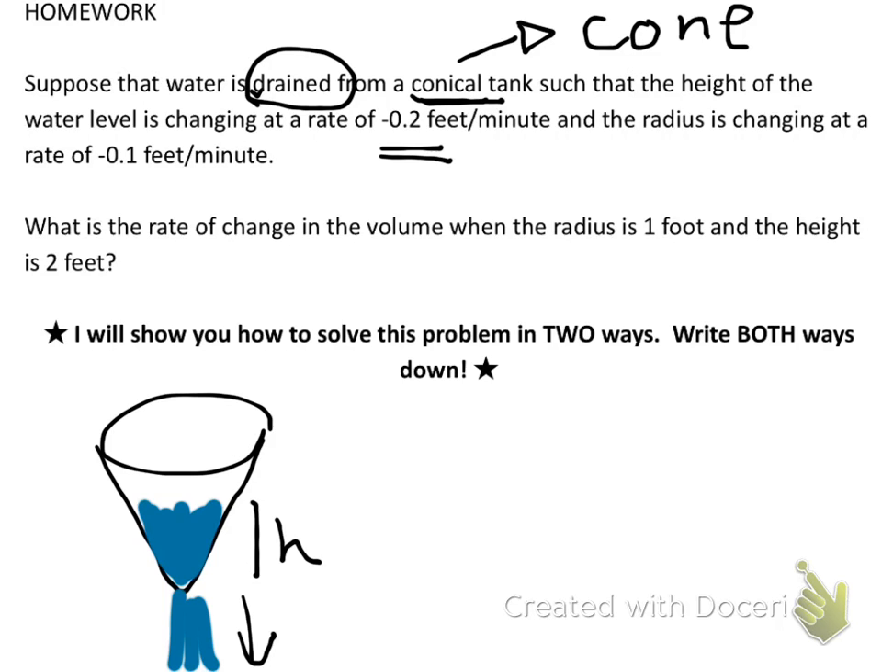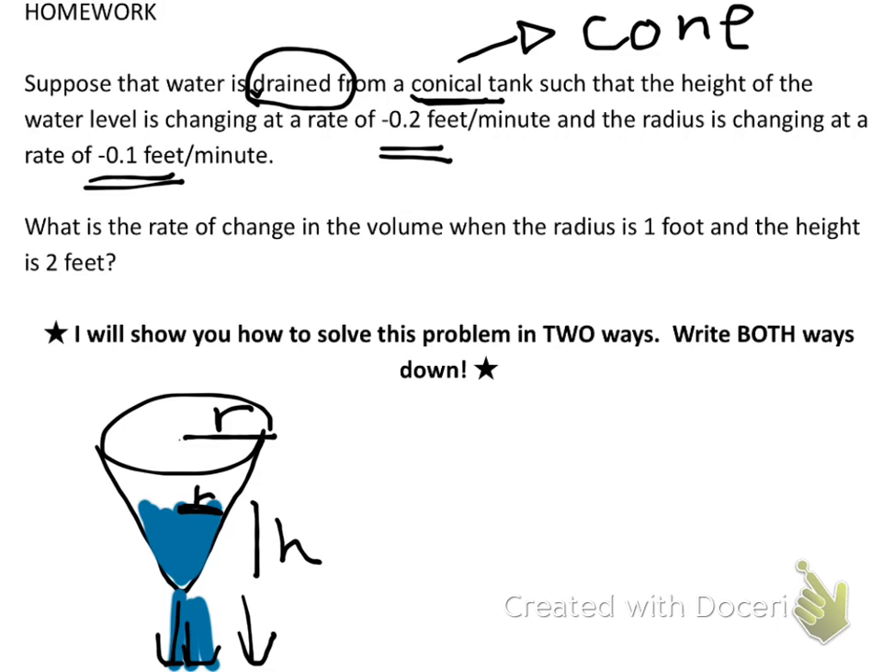Now you can guess, right? If the water is going out, there's a lot of going out, then the height is getting smaller, and of course the radius is getting smaller because at the very beginning the radius maybe was this big and now the radius is this big. So the radius is also changing at a negative rate because that is also getting smaller.